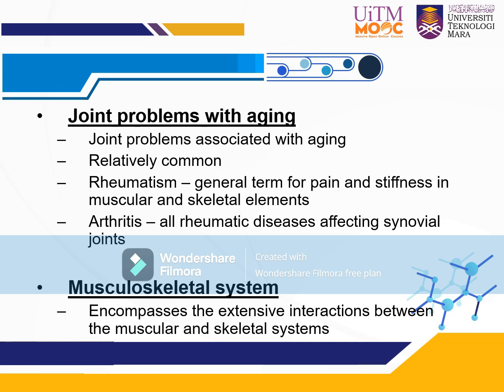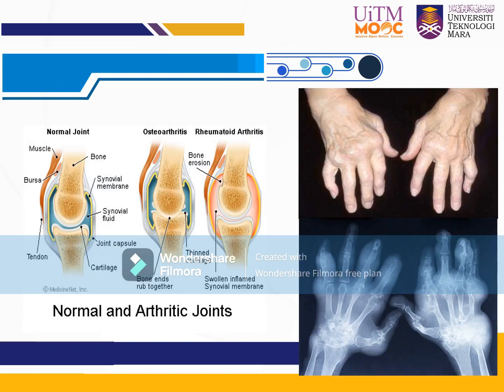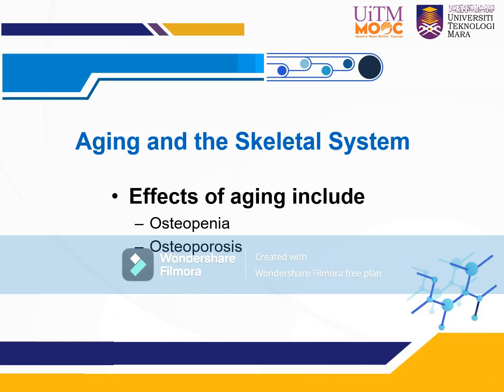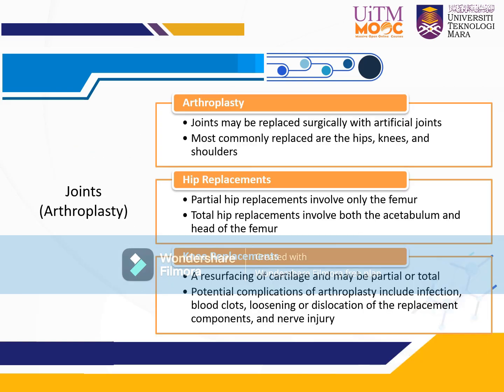Rheumatism is a general term for pain and stiffness in muscular and skeletal elements, while arthritis is an inflammation or swelling of one or more joints, where all rheumatic diseases affect synovial joints, and effects of aging include osteopenia and osteoporosis.